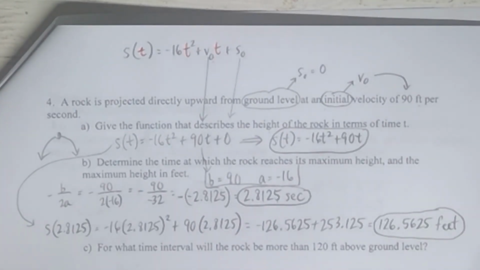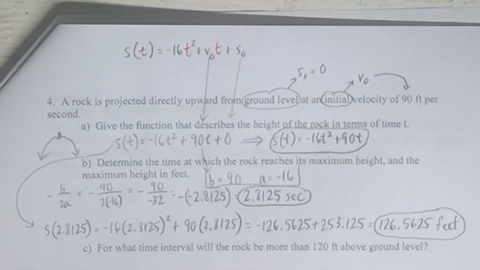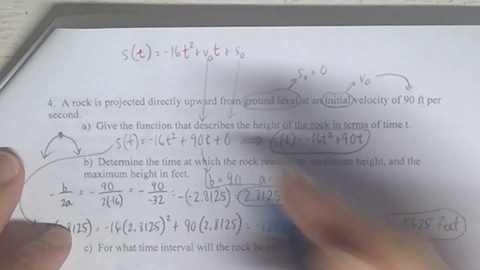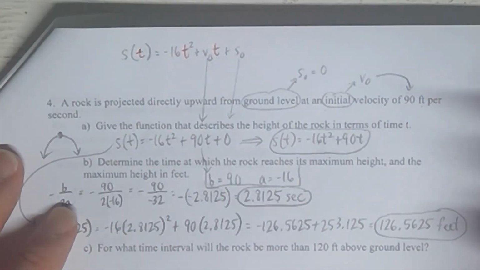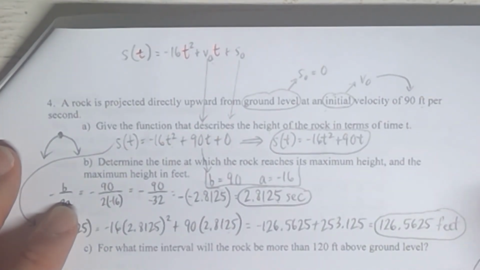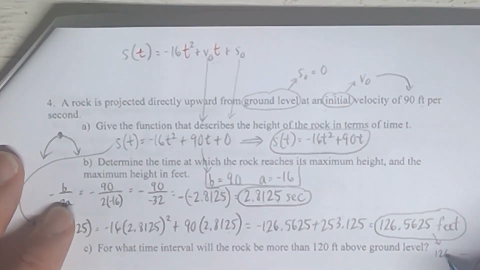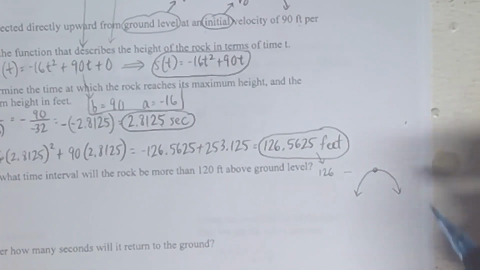And so that's part B of the problem. For what time interval will a rock be more than 120 feet above ground level? Okay, well, we know now that the maximum height is 126, and so 120, let's write this down. Again, you don't have to do a graph here. I'm just going to do a visual. Okay, that's 126 right there. I got it from there. I didn't write down the entire decimal. Okay, but I'm sorry, that came off the screen there.